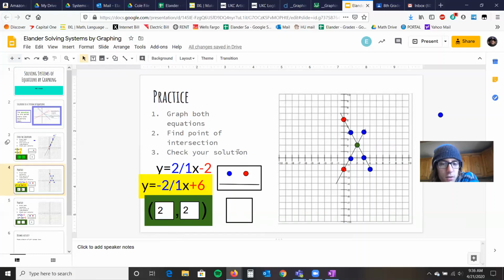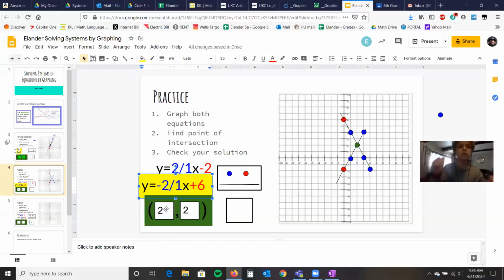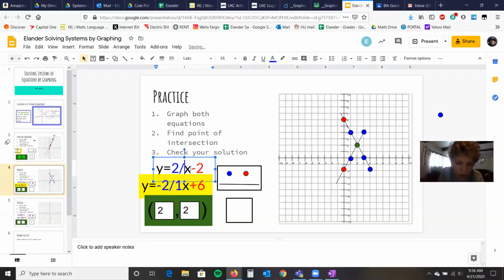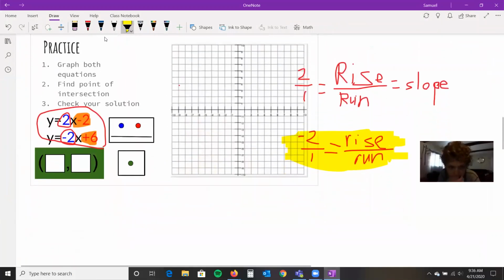And then to check your solution, we substitute it into our equation. Okay, so I look at it the original way and I plug in my values, right? So I'm going to go ahead and do that real quick. And then I'm going to have you guys do one of these all on your own. Okay.